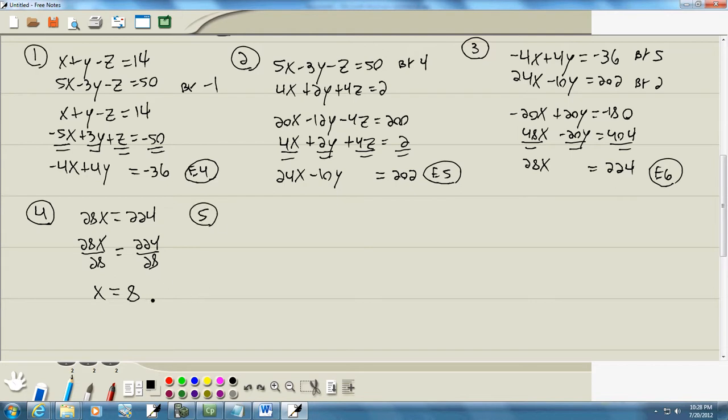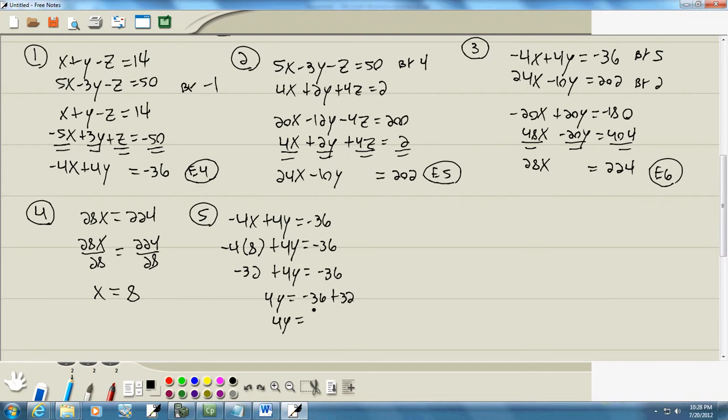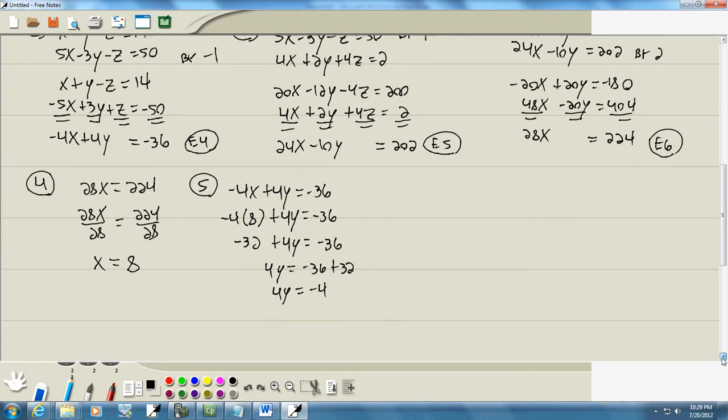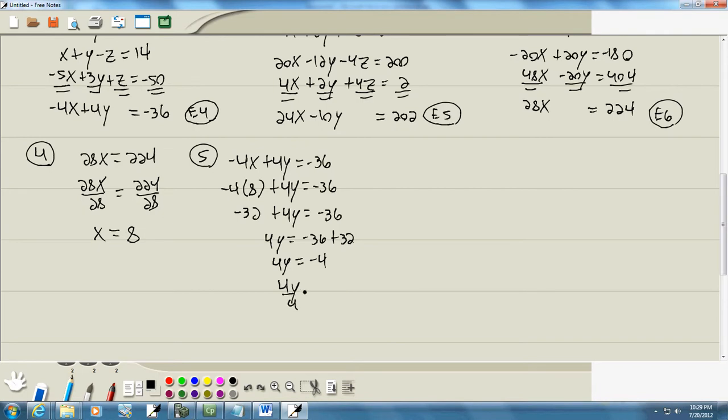Okay. Step 5. Now plug this x value into either equation 4 or 5, whichever one looks easier. Equation 4 looks a little easier. So we got negative 4x plus 4y is equal to negative 36. And we just said x was 8. So I got negative 4 times 8 plus 4y is equal to negative 36. Which gives us negative 32 plus 4y is equal to negative 36. Take the negative 32 to the right side and it becomes a positive 32. And that gives us negative 4. Divide both sides by 4. And we end up with y is equal to negative 1.